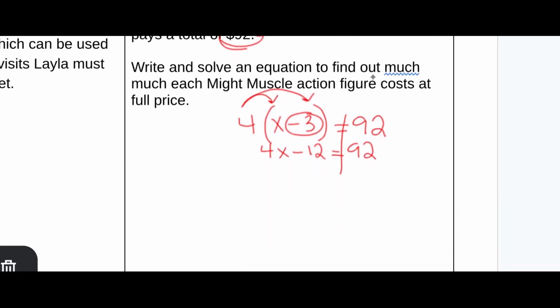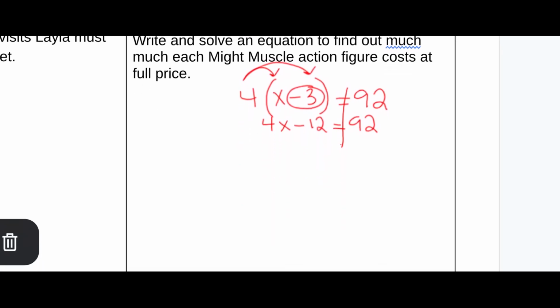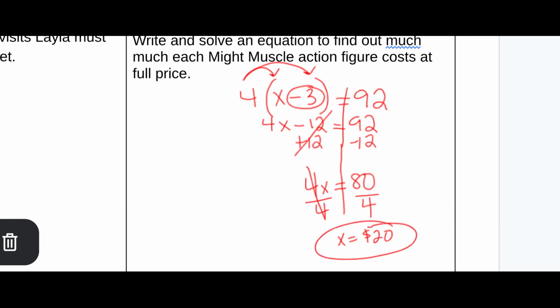And then solve your equation, add your 12. 4x would be 92 minus 12 is 80. Divide by 4, divided by 4, x equals 20. Okay, that's the full price. He got $3 off, so he would have paid $17, but 20 was that original full price of each action figure.